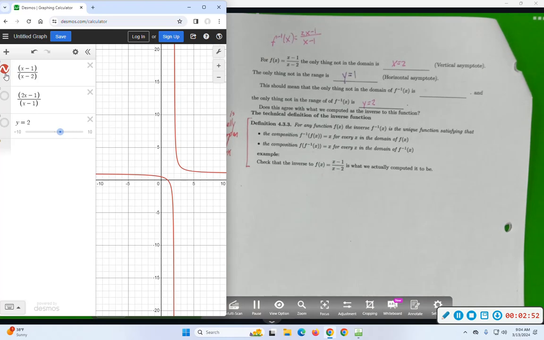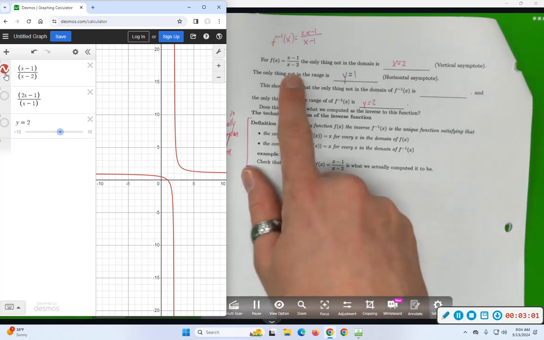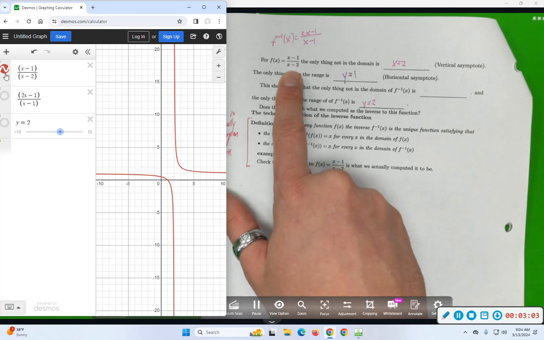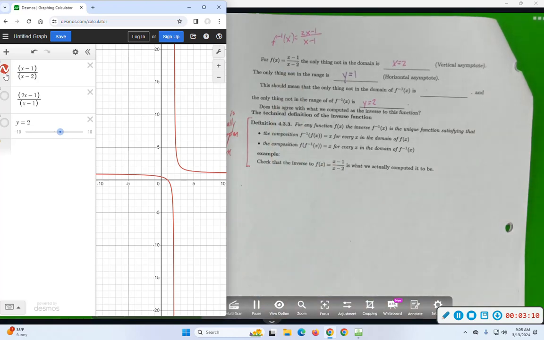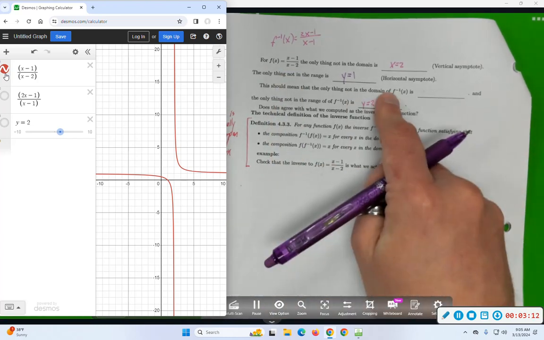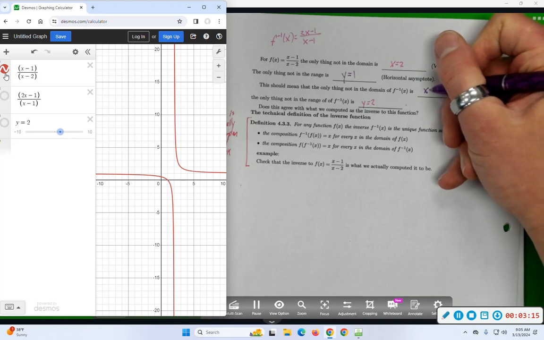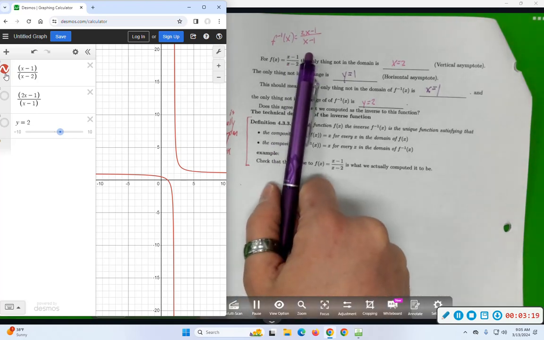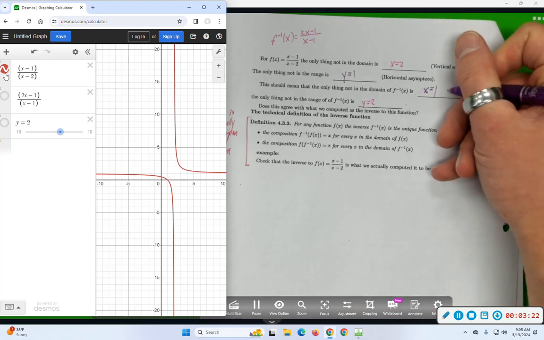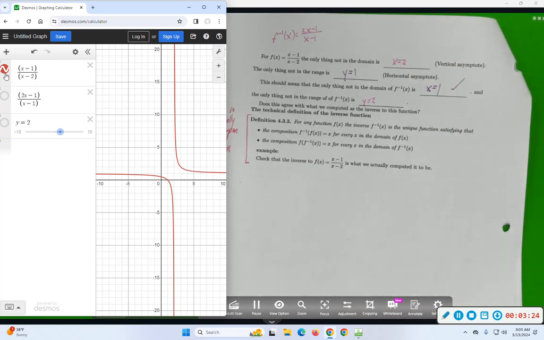And even when you don't remember that trick, in general, if you just want to think about horizontal asymptotes, you're thinking about plugging in a gigantic number for x. So if you imagine you plugged in 1 billion for x, you'd see 1 billion minus 1 divided by 1 billion minus 2. The minus 1 and the minus 2 don't make a difference. So that means that the only thing not in the domain of the inverse function should be x equals 1. And there's the formula for the inverse function. Does that agree? Nice. So there's that check done.